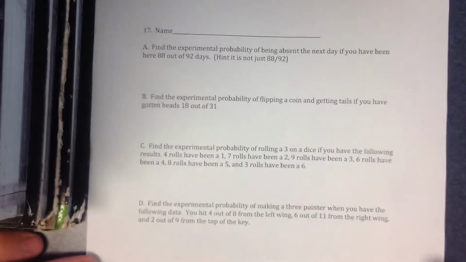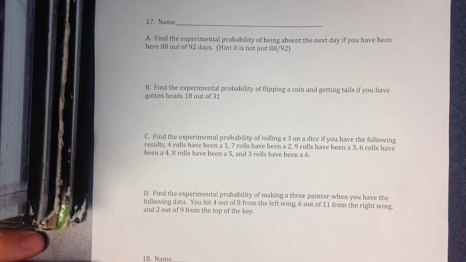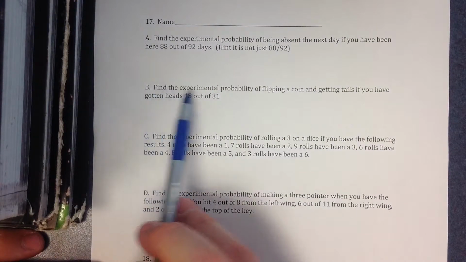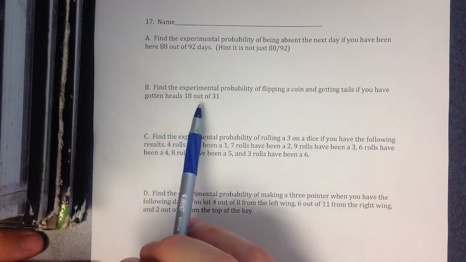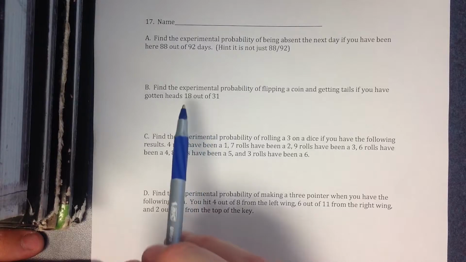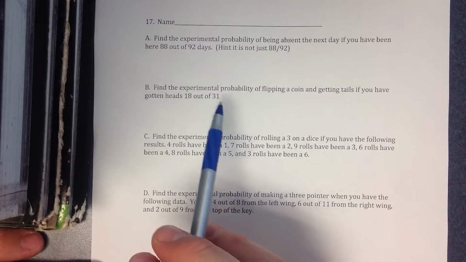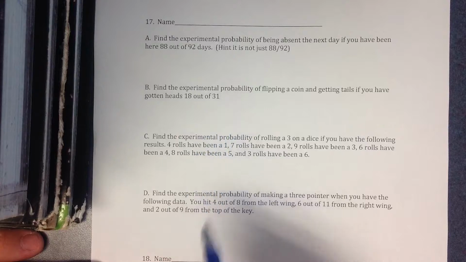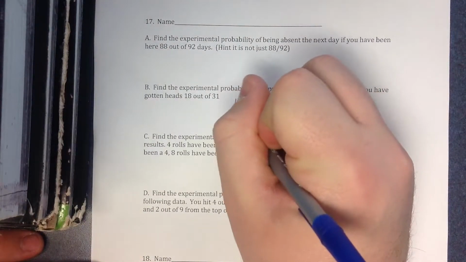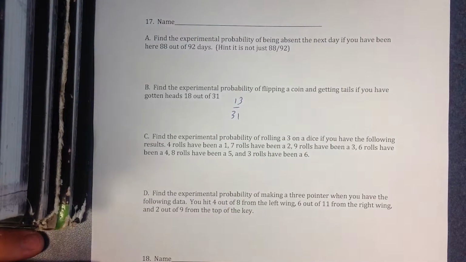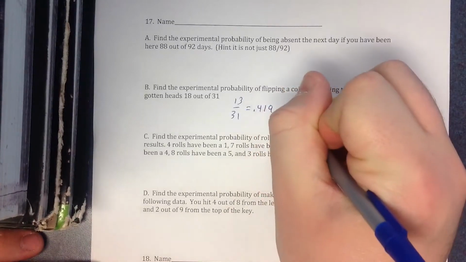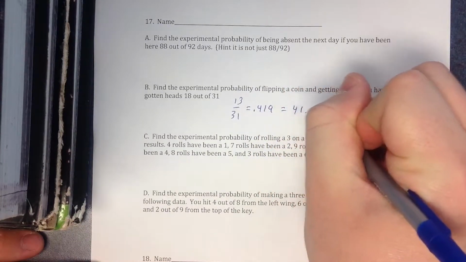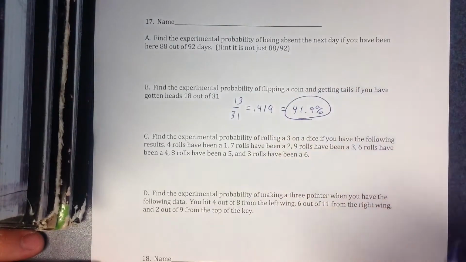17 deals with experimental probability. So if I look at part B in this one, find the experimental probability of flipping a coin and getting tails if you have gotten heads 18 out of 31. So if I've gotten heads 18 out of 31, that means I've gotten tails 13 out of 31. So I would take 13 divided by 31, and that would give me 0.419 approximately. And we can just round these to the nearest tenth, so that'd be 41.9%.